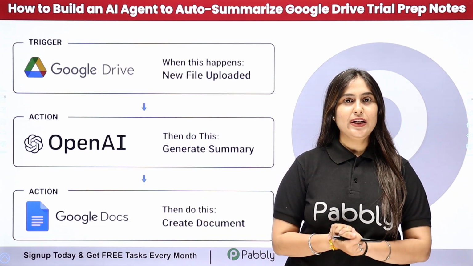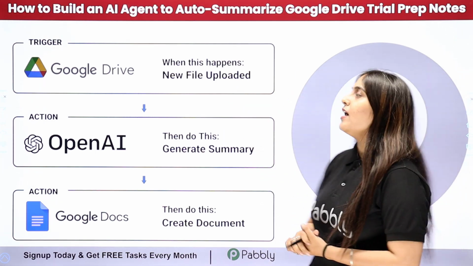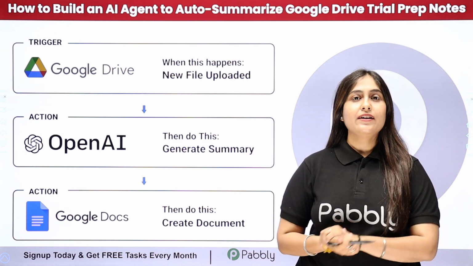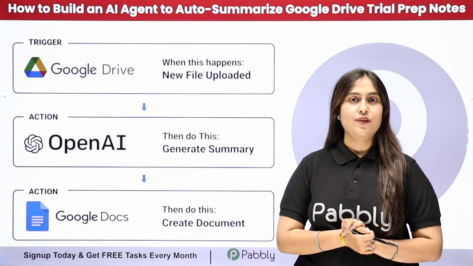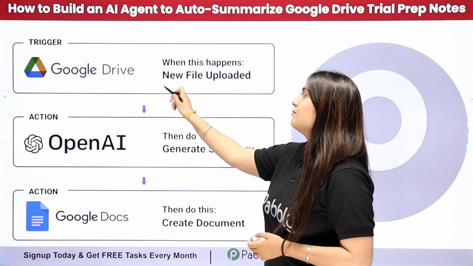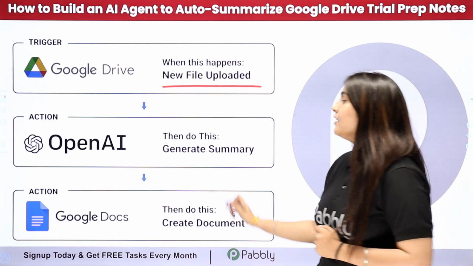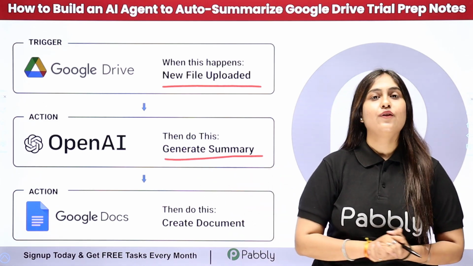In this video, we are going to understand how to build an AI agent to auto-summarize Google Drive trial prep notes. So as a trial lawyer, I have a lot of trial notes in a PDF format. So now here my objective is that whenever I'm going to upload a new trial note in my Google Drive under a specific folder, then automatically OpenAI should read the document and should generate the summary for the same.